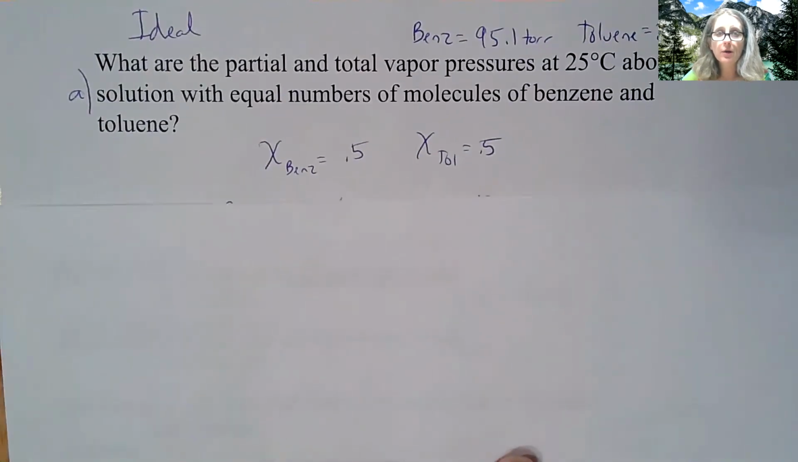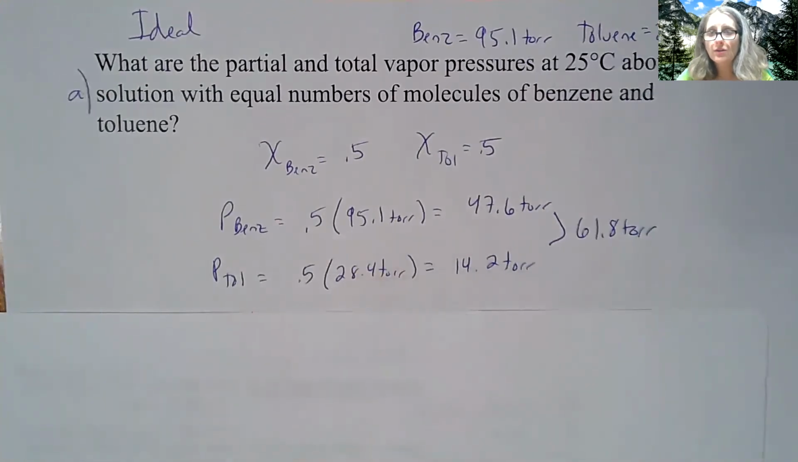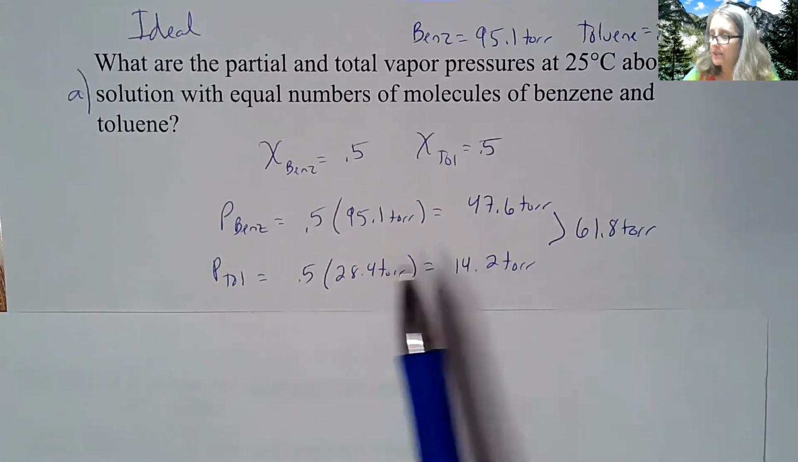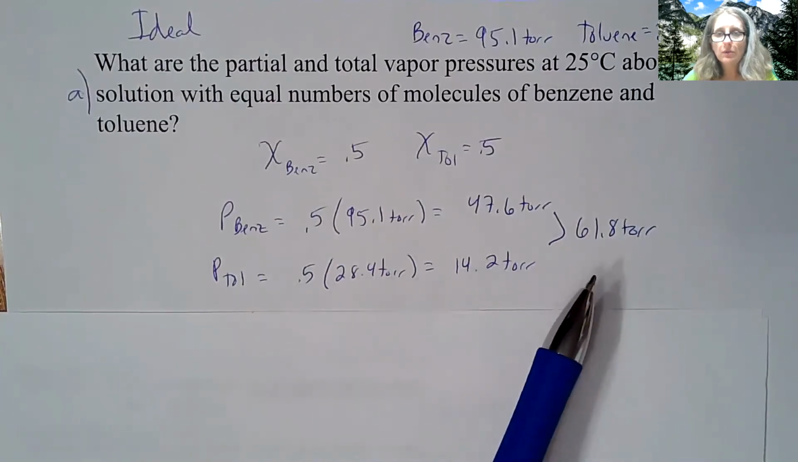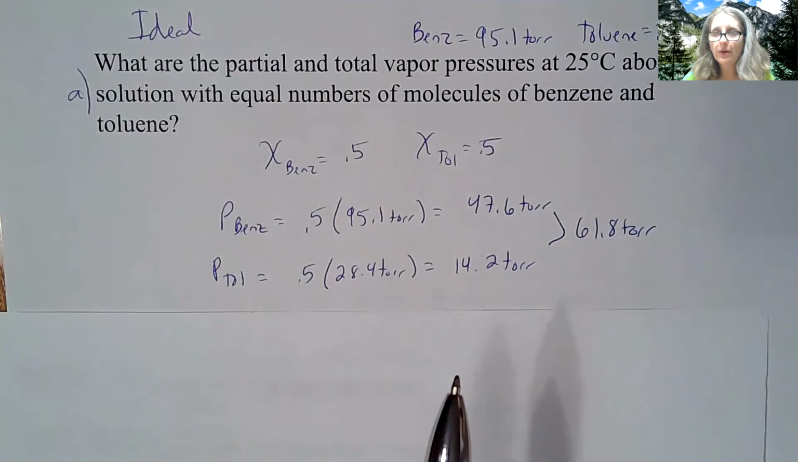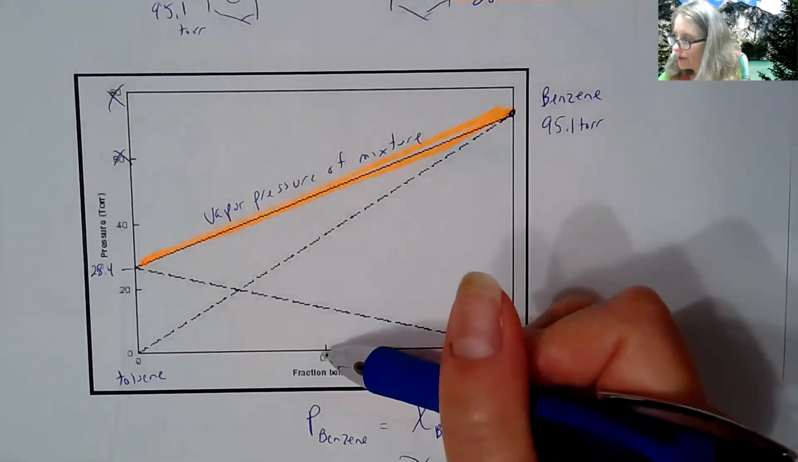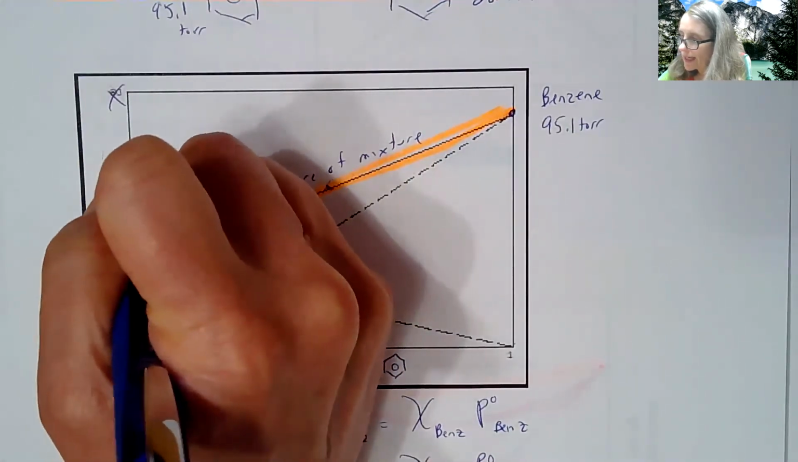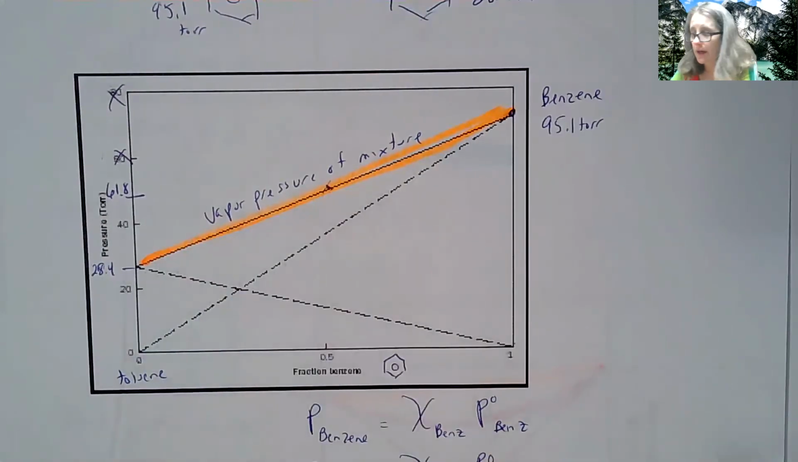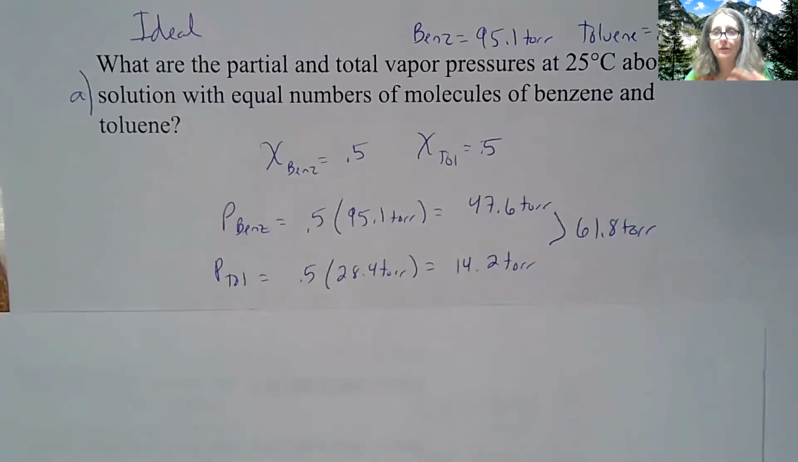So then to find the partial pressures, all you have to do is take the 0.5 times the pressure at 25 degrees Celsius. And for benzene, it's 47.6. When you do the toluene, it comes out to be 14.2. So when you add them together, the total vapor above that liquid is about 61.8. And again, if my graph was beautiful, and it is not, you would go to 0.5, you would read that, and that would be approximately 61.8 torrs on the graph, okay? That's where that number is coming from, okay? So that's exactly the same calculation over and over again.